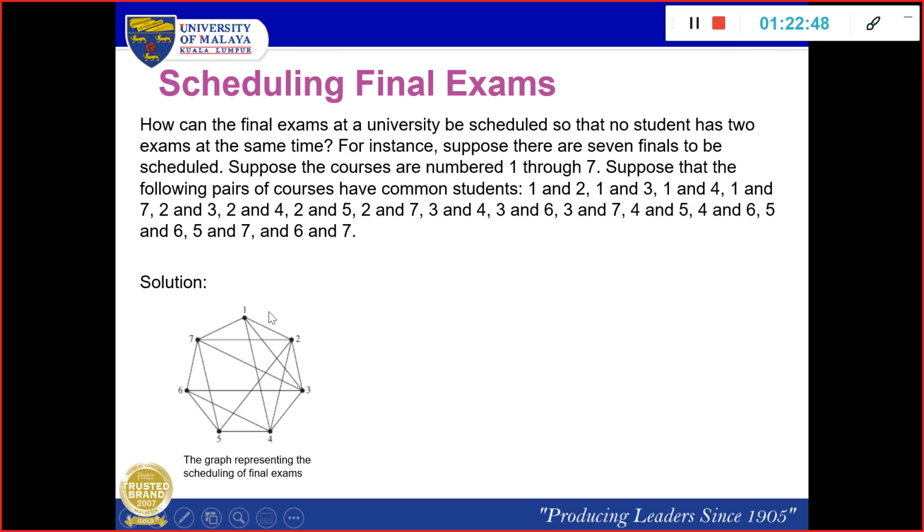So you make a table or you make a graph. The graph represents the scheduling of final exams. So suppose that the following pairs: 1 and 2 have common students. 1 and 3 also have common students. 1 and 4 have common students. 1 and 7 have common students. 2 and 3, 2 and 4, and so on.